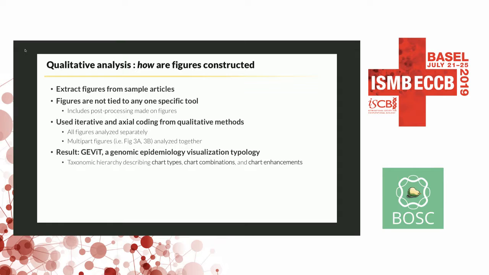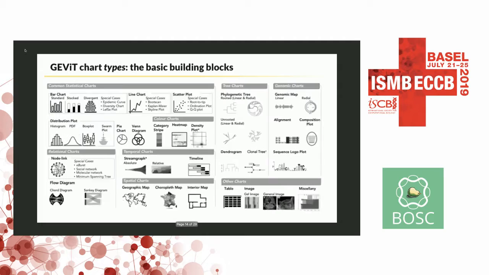I used something from social sciences called iterative and axial coding to actually annotate parts of these data visualizations and try to figure out how people created them. I analyzed figures together if they were multi-part figures, because I thought maybe there's a strategy here. The result is something that I call GEVIT, a genomic epidemiology visualization typology that describes how these visualizations were created according to chart types, combinations, and enhancements.